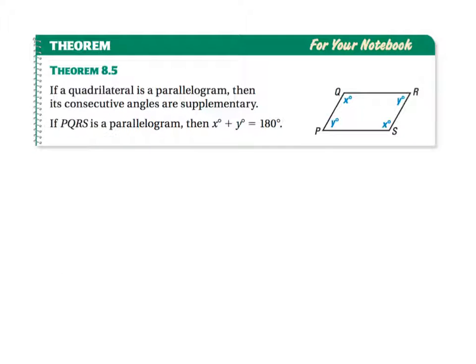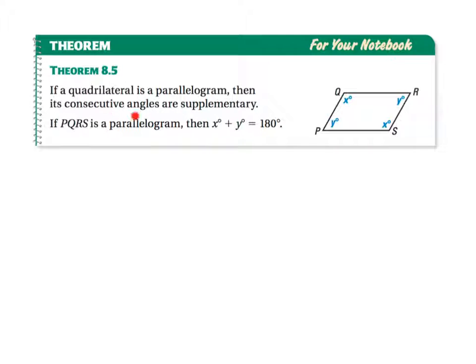And now we have a third theorem, Theorem 8.5: if a quadrilateral is a parallelogram, then its consecutive angles are supplementary. So not only do we know that opposite angles are congruent, now according to this theorem, consecutive angles are supplementary. Remember, supplementary angles add up to 180.